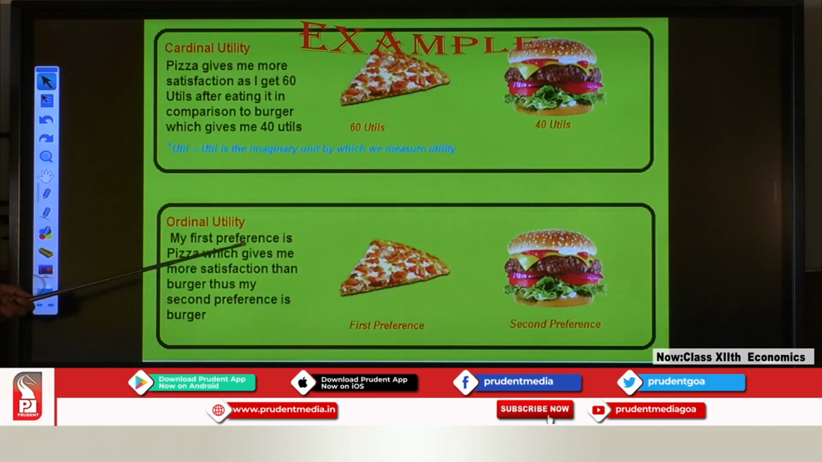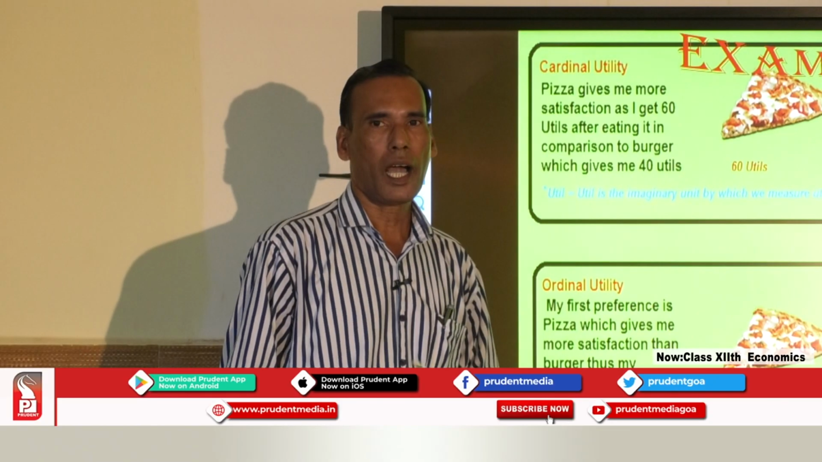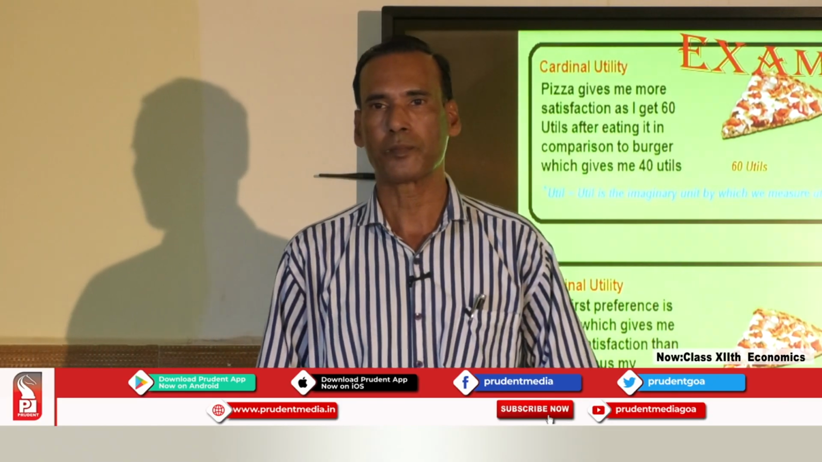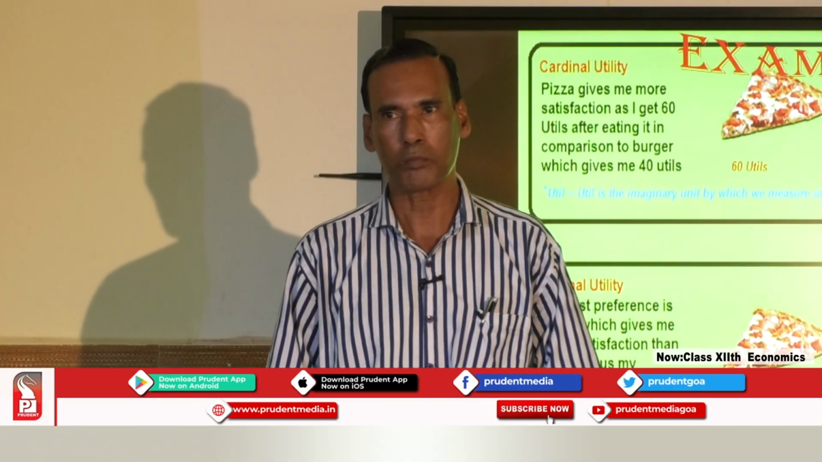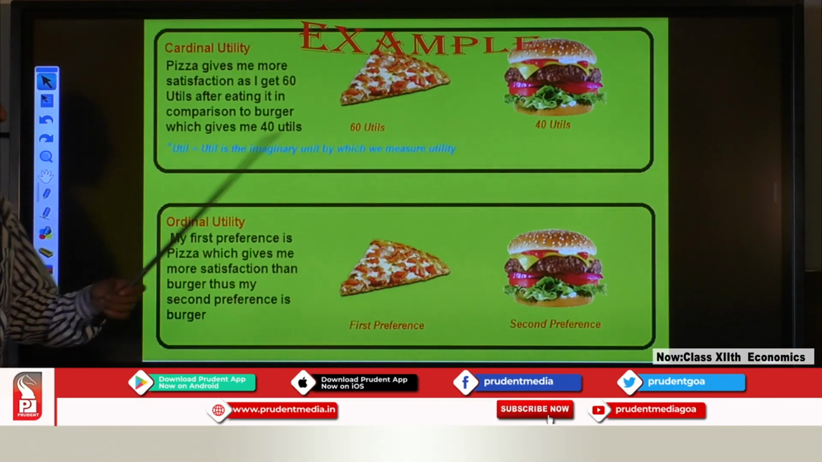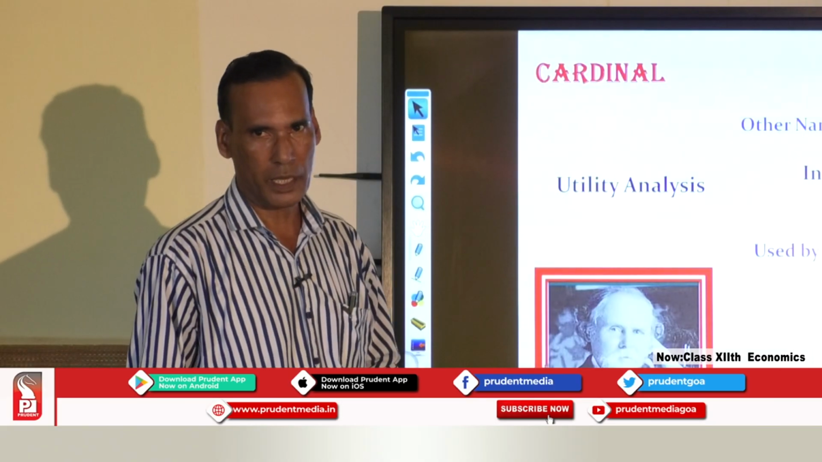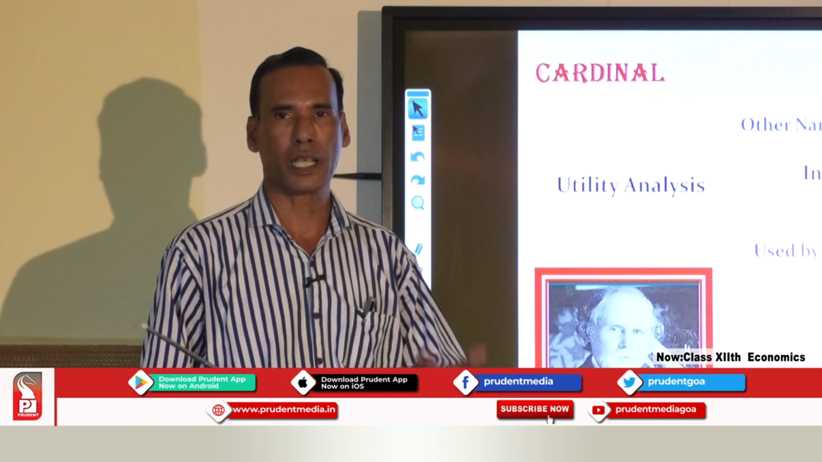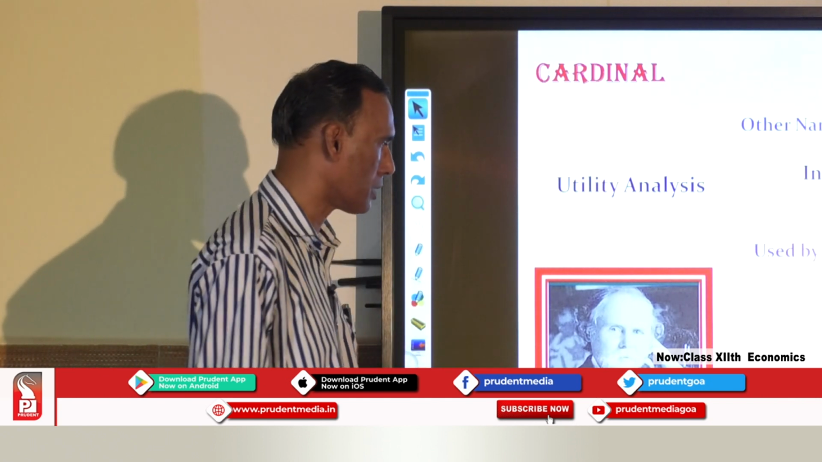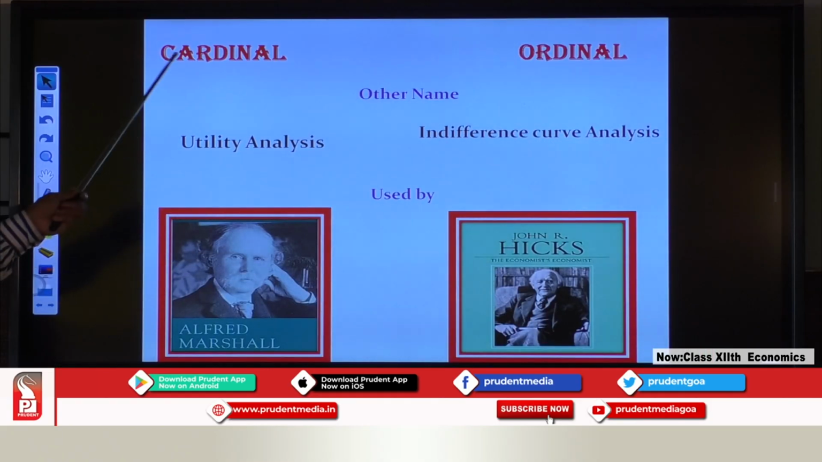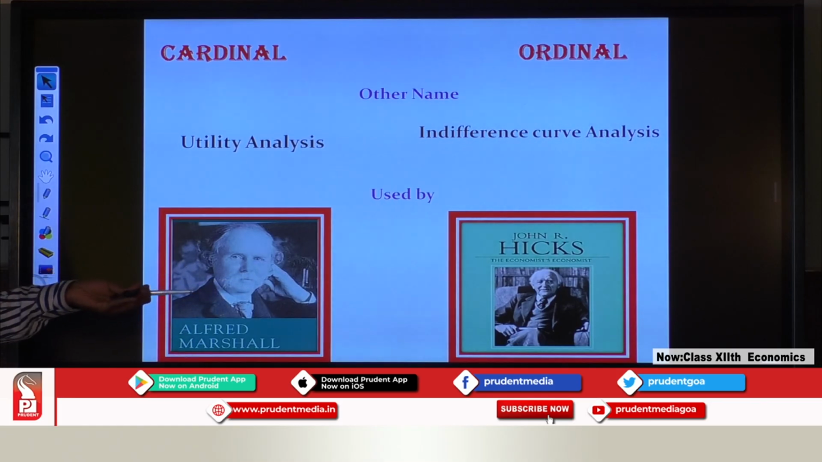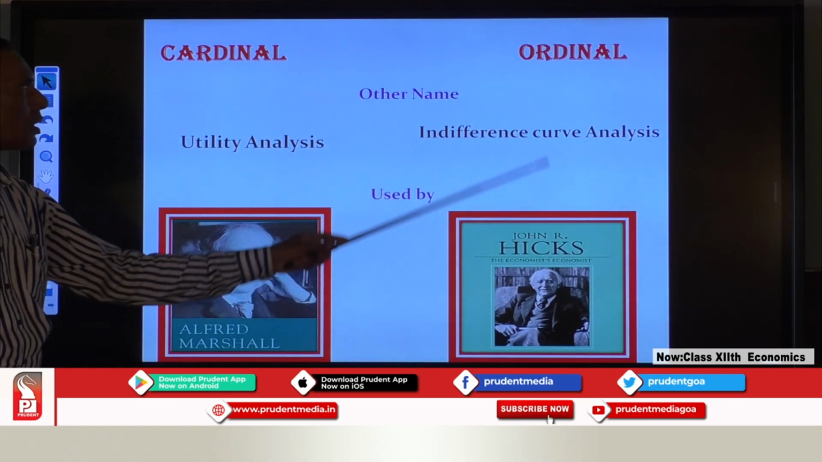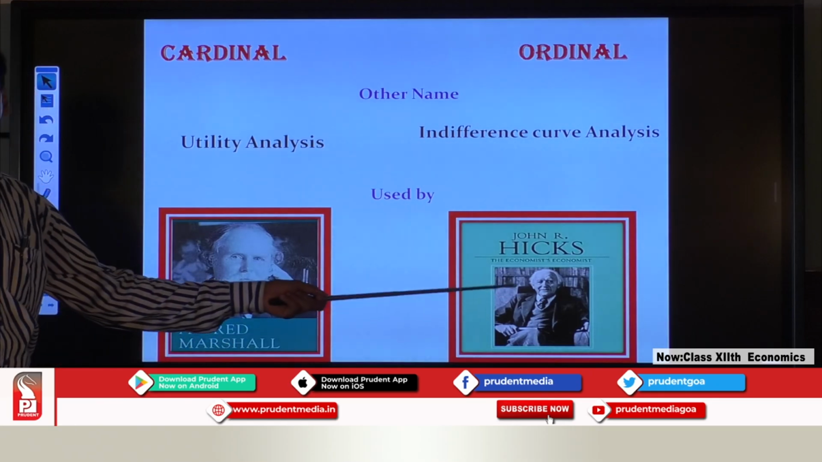When we measure satisfaction ordinally, I will say that my first preference is pizza and my second preference is burger. So in ordinal measurement, we measure in order of the preferences: first preference, second preference, third preference, and so on. Cardinal measurement was used by Professor Alfred Marshall, whereas ordinal measurement was used by John Hicks.